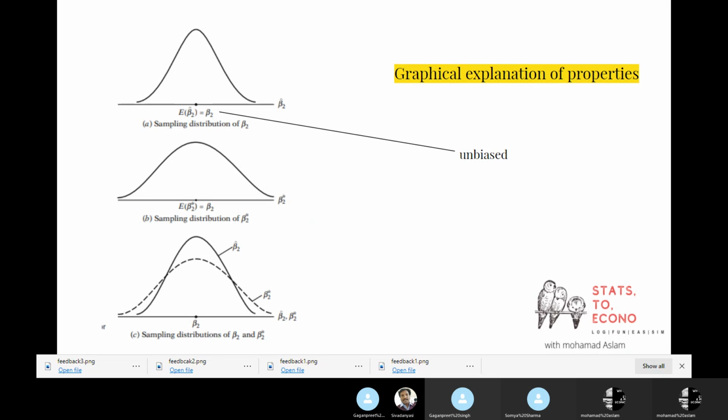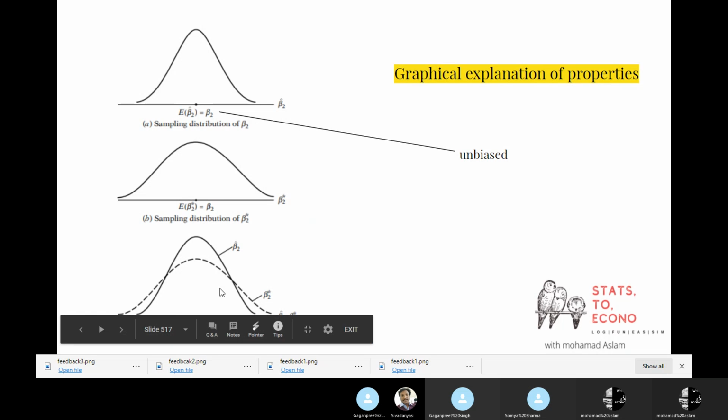you take the average of all those sample estimates, and that is equivalent to the population parameter. It's not that your individual sample estimates are equal to the population parameter. That's not possible, because of sampling error or chance. But if you take an average of all those sample estimates, that's equivalent to your population parameter. That is what unbiased means.